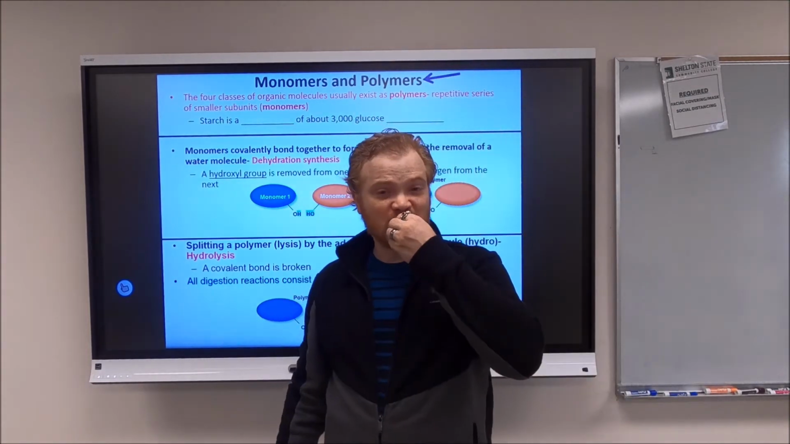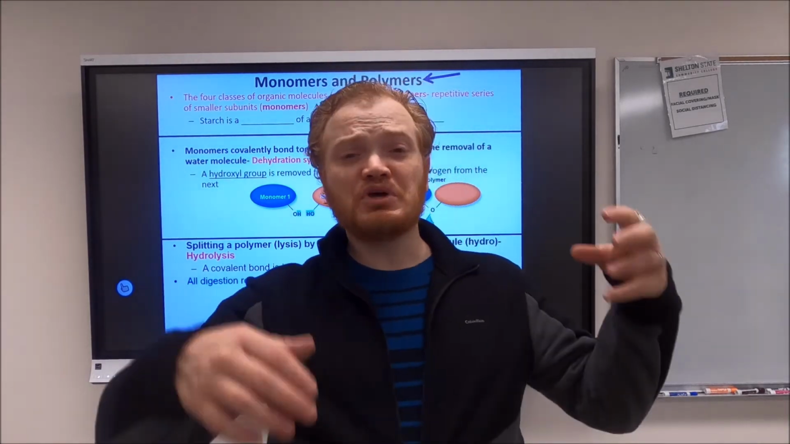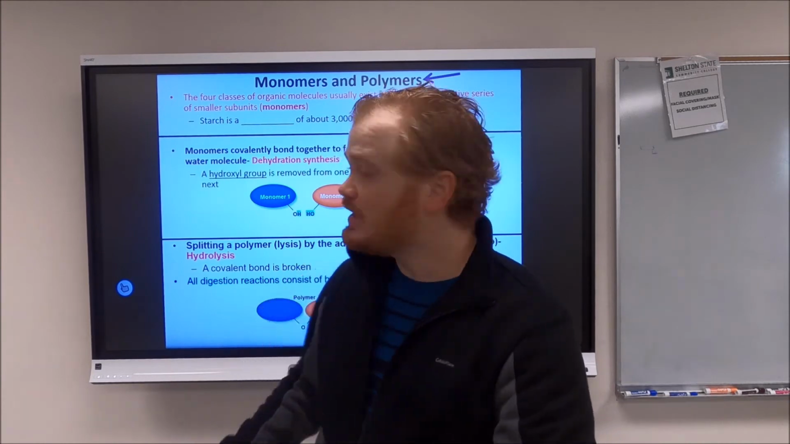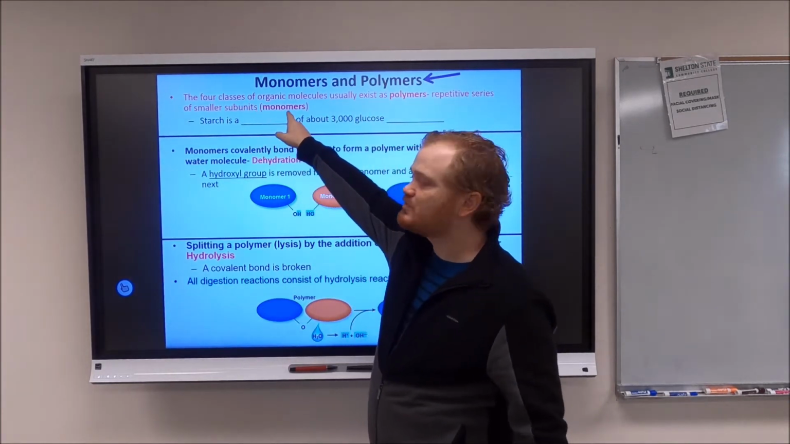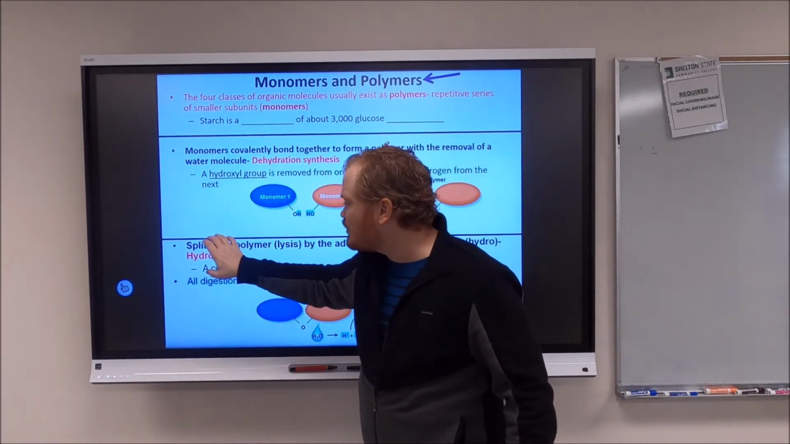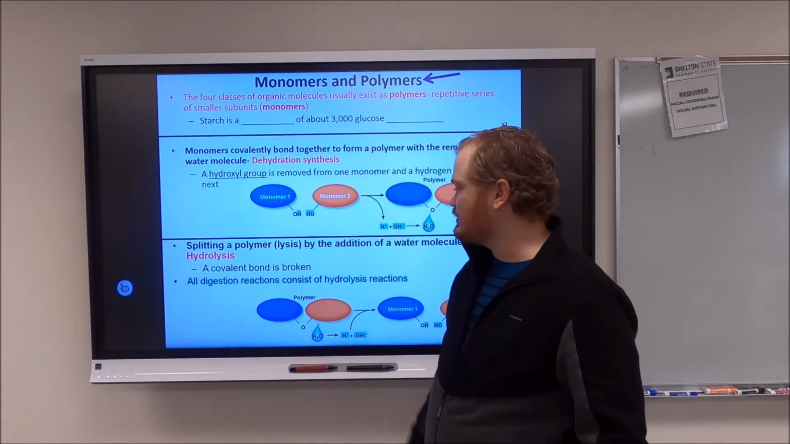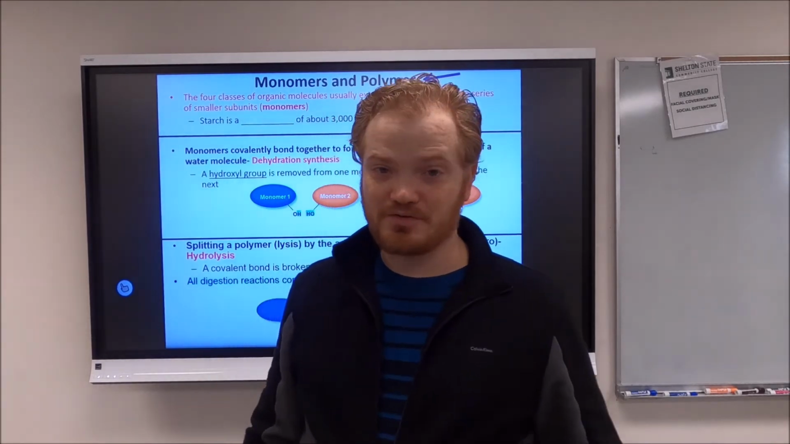When you eat starch, the starch molecules are simply too big to get into your bloodstream. So what do you have to do? You've got to break that starch molecule down into its monomers. You've got to put it through a hydrolysis-based process and break it down into individual glucose molecules, which are then small enough to get into your bloodstream.